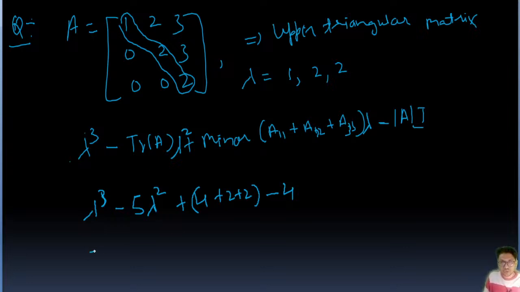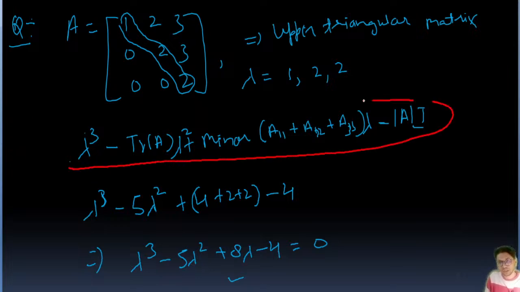Okay, so this value is going to be lambda cube minus 5 lambda square plus 8 lambda minus something, is going to be 0. Okay, so like this we can write this. Just I want to tell you this formula you need to note down, and then you can easily find out the characteristic equation for a 3 cross 3 matrix. Okay, next point.